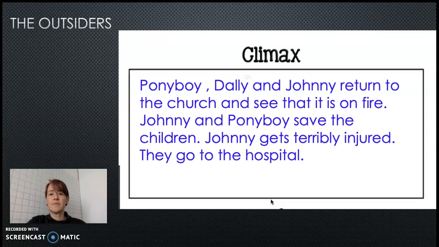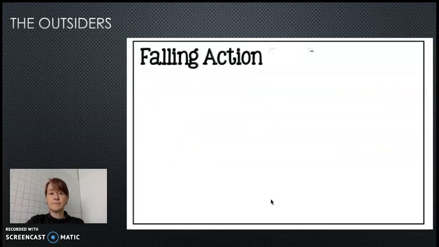I think the climax is that Ponyboy, Dally, and Johnny return to the church and they see that it is on fire. This is after they've gone out for lunch. They return, they see it's on fire. Johnny and Ponyboy save the children. We know that Johnny gets terribly injured and they go to the hospital. Some other people might disagree with me completely and say, no, that's not the climax. The climax actually comes later in the rumble, or the climax might even be when Johnny dies. I think this is a valid climax. I think the other climaxes are arguable as well. They're valid as well, but this is what I've chosen to put in my plot diagram. So as you can see, some things can be interpreted differently by different people.